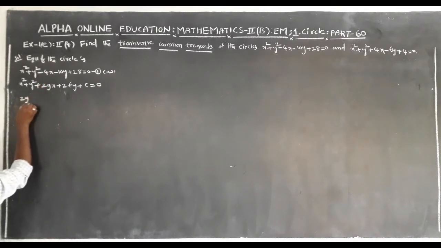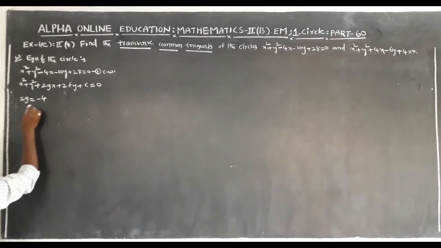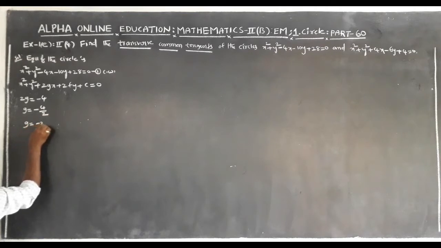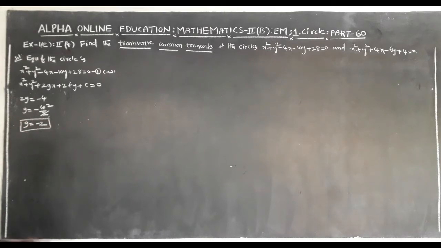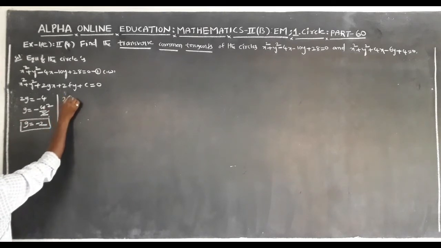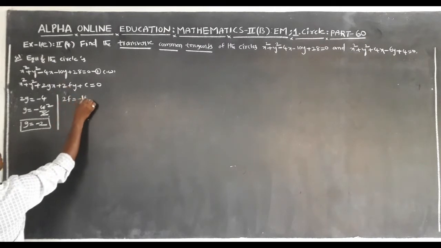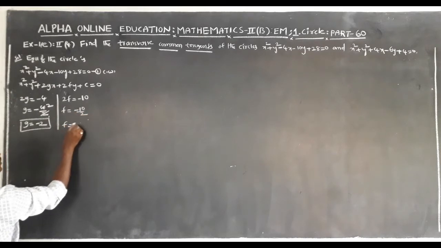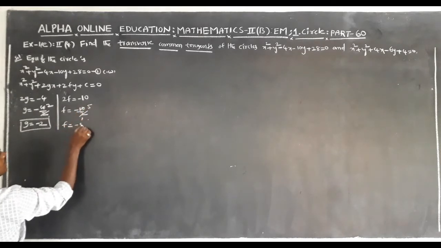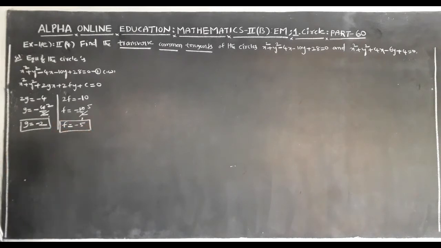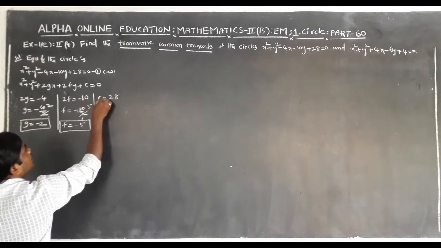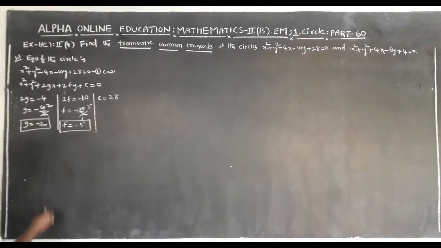Here the x coefficient 2g is equal to −4. g is equal to −4 by 2. Two ones are two, two twos are four. g is equal to −2. The y coefficient 2f is equal to −10. f is equal to −10 by 2. Two fives are ten. f is equal to −5. Constant c is equal to 28.